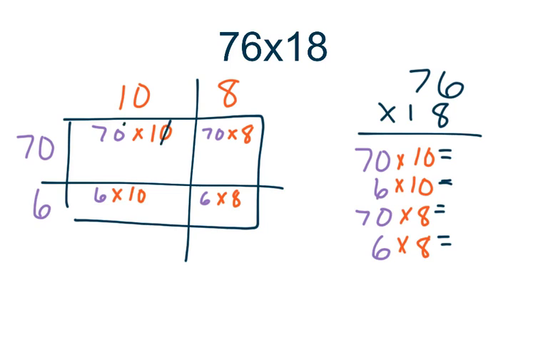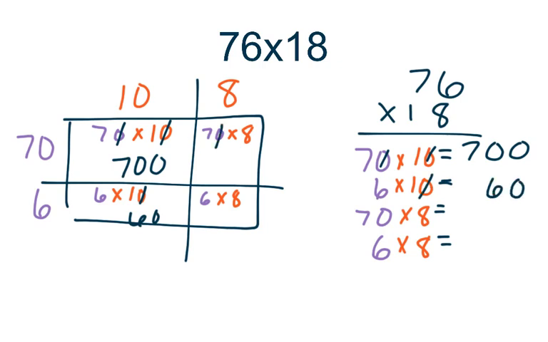I'm going to multiply starting with 70 times 10 and I get 700. I'm going to do that over here in partial products as well, and I get 700. Go down below and I'm going to get 60. Cross that 0 out and I'm going to get 60. I'm going to try and line my place values up. 70 times 8 is going to give me 56, and I add that 0, so I have 560. And then 6 times 8 is 48, so I get 48.